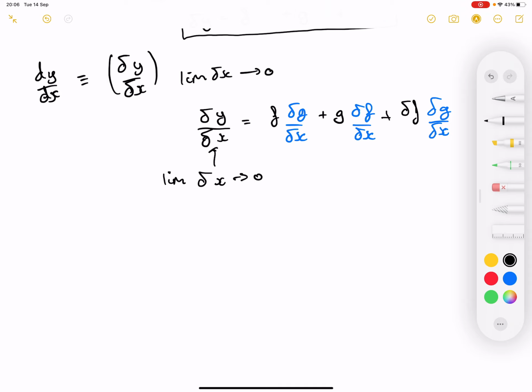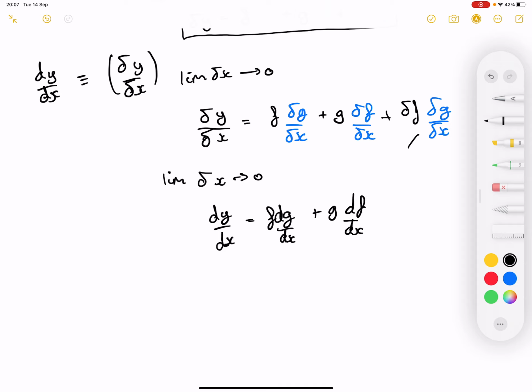So the expression at the front will become dy by dx, which is what we were looking for, not a delta. I keep drawing a delta. Alright, here we go. Yes, we made it. Okay, dy by dx will be equal to f. This will just become dg by dx plus g, and this will become just df by dx.